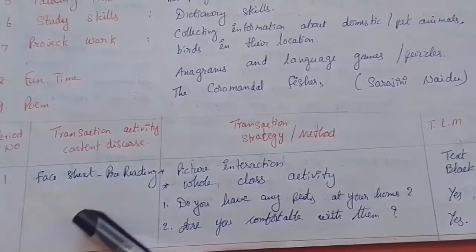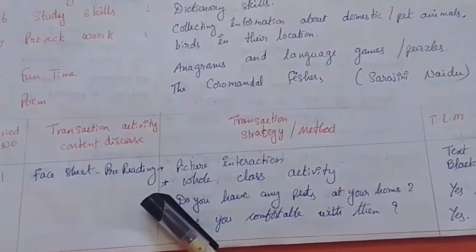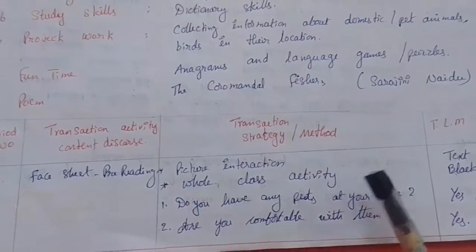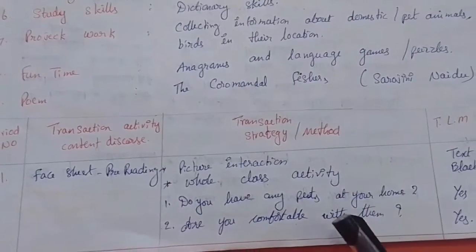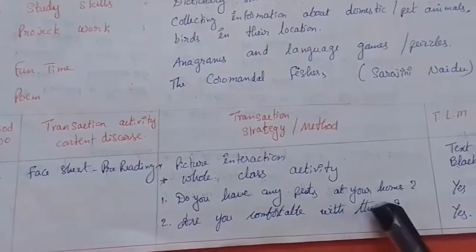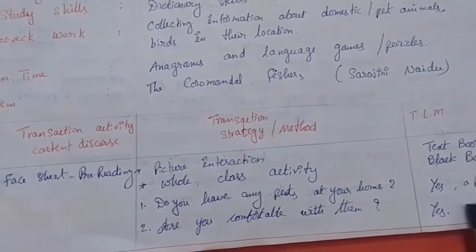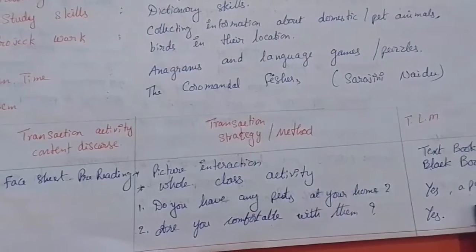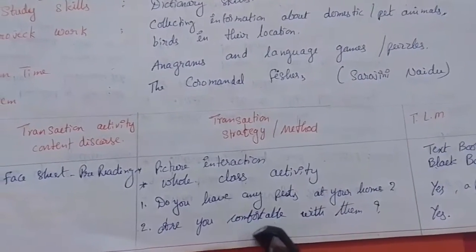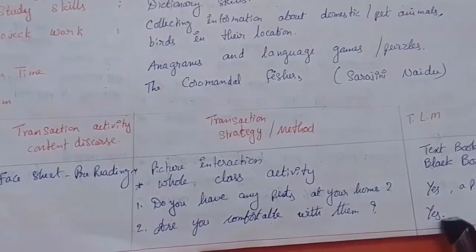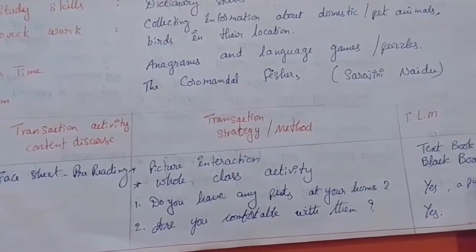In the first period we have the face sheet or trigger sheet. It's a pre-reading activity, and picture interaction will be there. It's a whole class activity. Teacher asks the questions: do you have any pets at your home? Children answer yes or no. If they have, they will give the names. Are you comfortable with them? Like this, we use the textbook and blackboard as TLM.